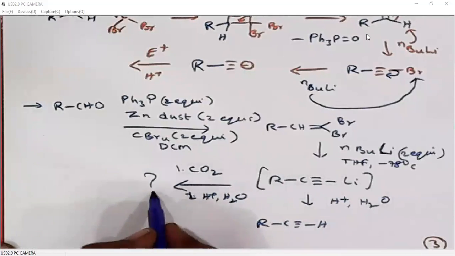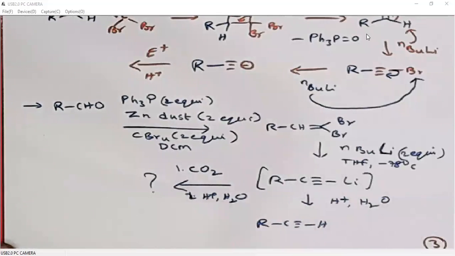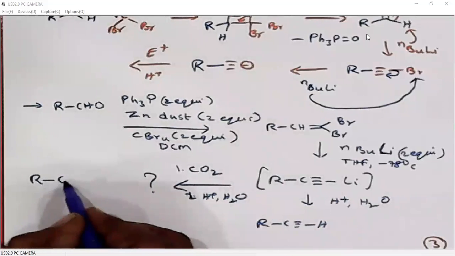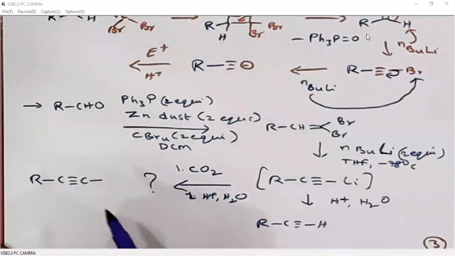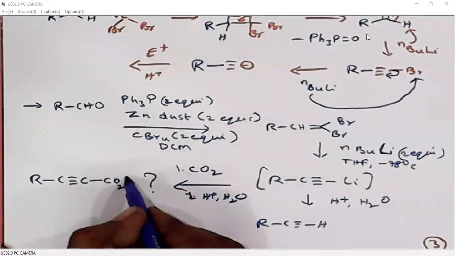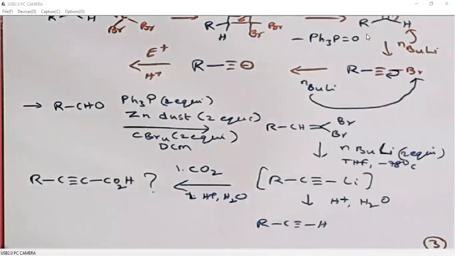So what is the product here? The product is... anion will react with carbon dioxide, so it becomes carboxylic acid. So in a similar fashion, we can use a variety of electrophiles to treat with acetylenic anion.